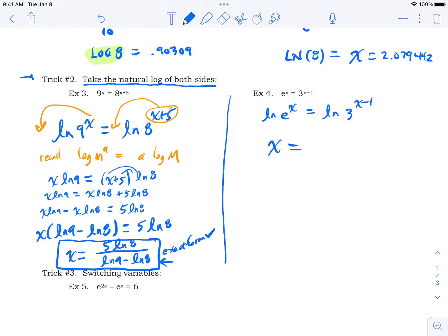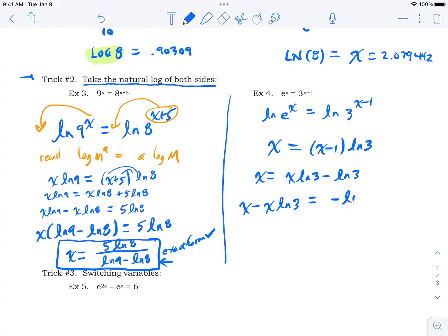On the right side, no such luck. So we're going to have to take that x minus 1, bring it down as a multiplier times the natural log of 3. Okay, so let's distribute. So I've got x natural log of 3 minus 1 times the natural log of 3. I would like to have both of my x terms on the same side of the equation, so let's subtract x log 3 on both sides, like this.